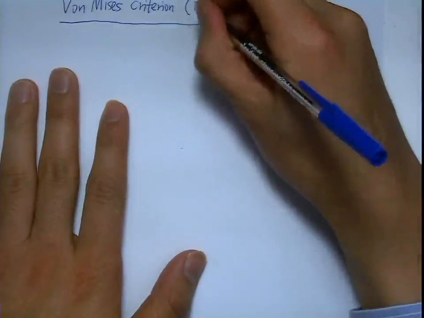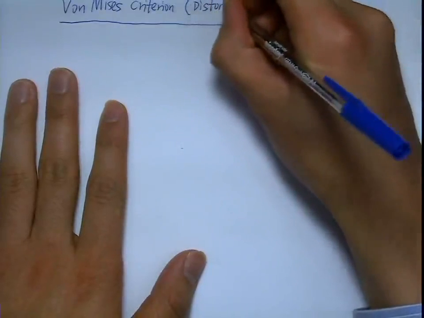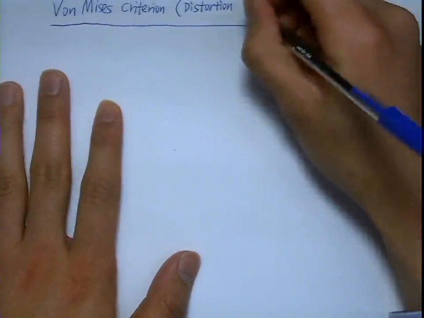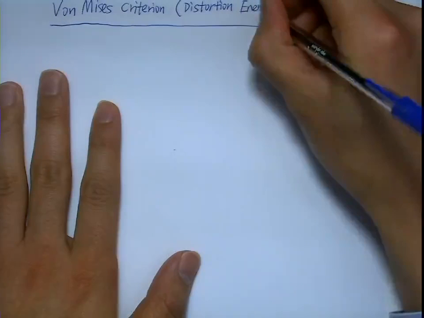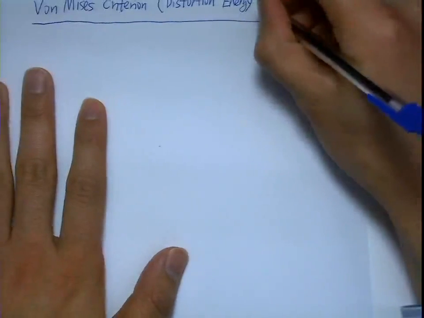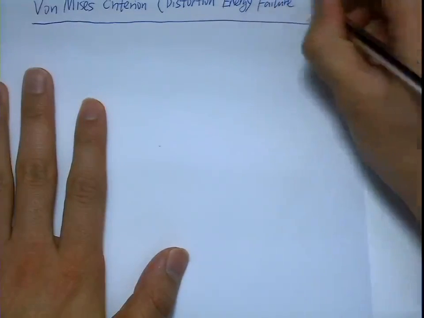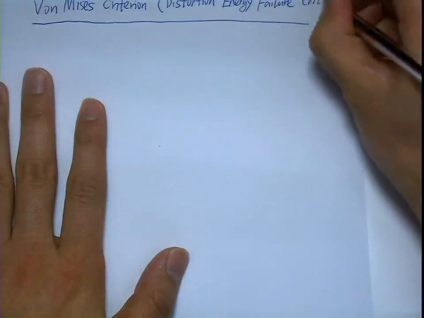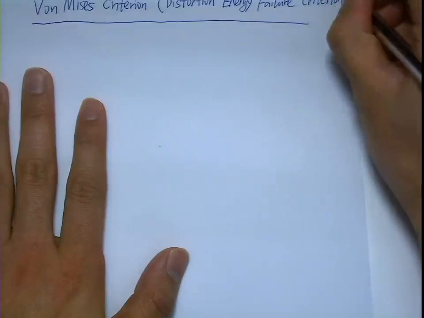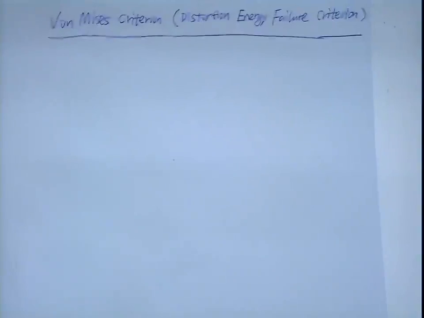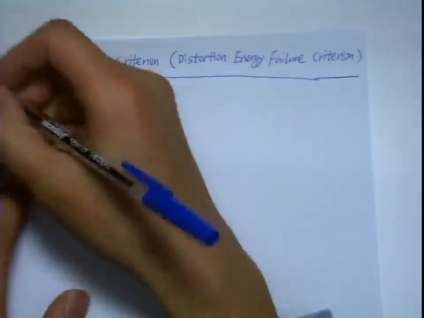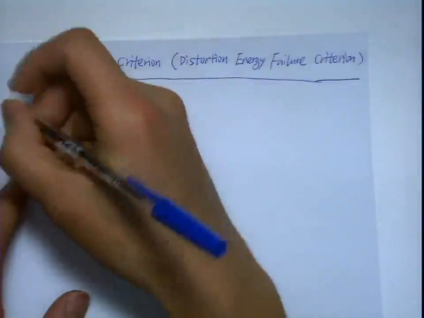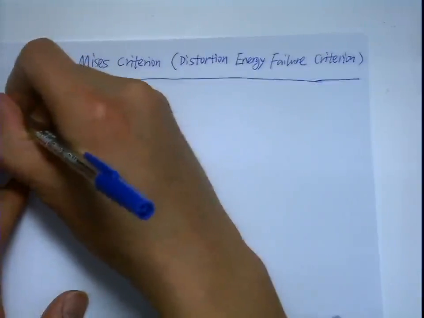It's called the distortion energy failure criterion. Okay, I introduce a new theory to you, a new concept. Let's just write the definition. So let me read it and write it.